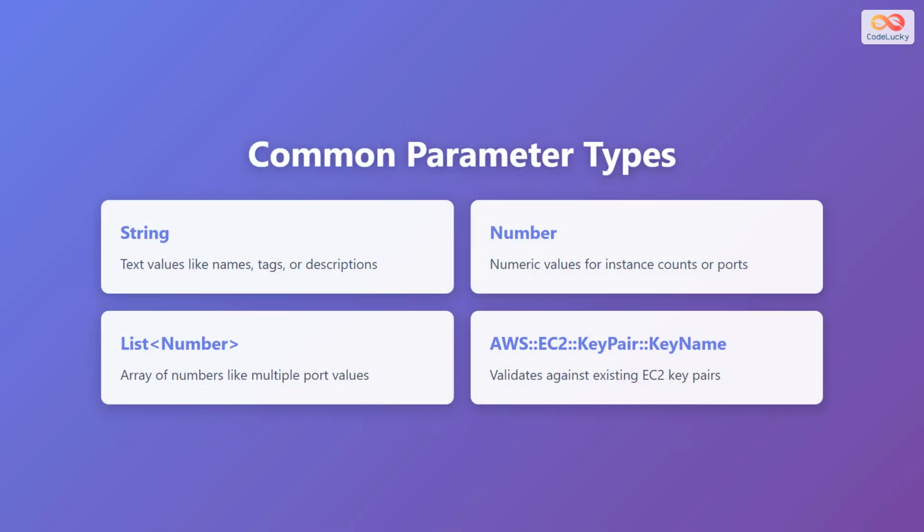CloudFormation supports several parameter types to handle different kinds of input. The string type is used for text values like names, tags, or descriptions. The number type accepts numeric values, useful for things like instance counts or port numbers. List of number allows you to specify multiple numeric values, such as a list of port numbers for security groups. AWS also provides special types like AWS EC2 key pair key name, which validates that the key pair name you provide actually exists in your account. These AWS-specific types provide built-in validation and help prevent configuration errors.